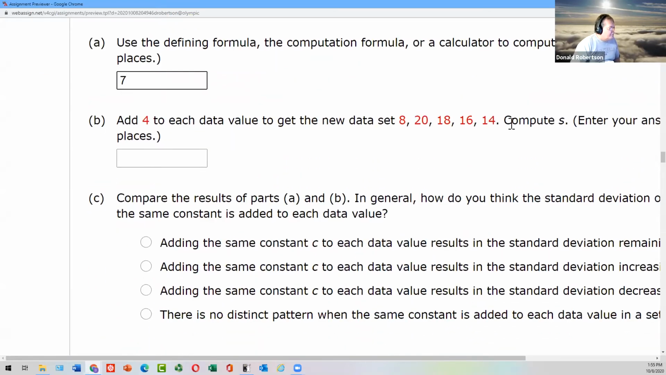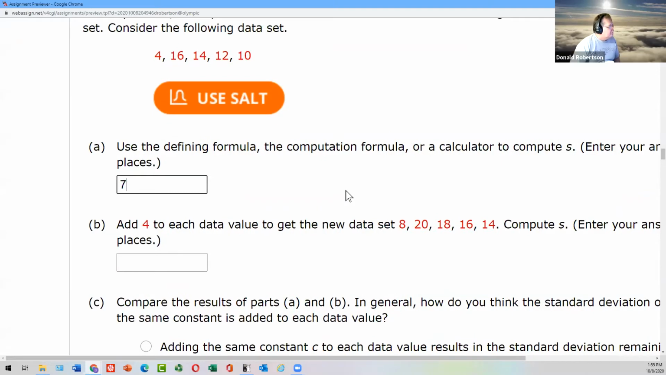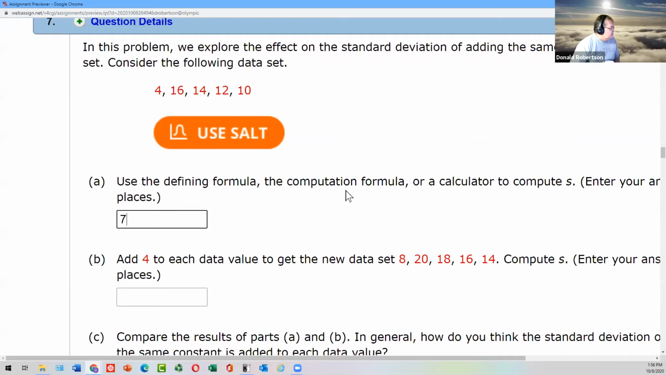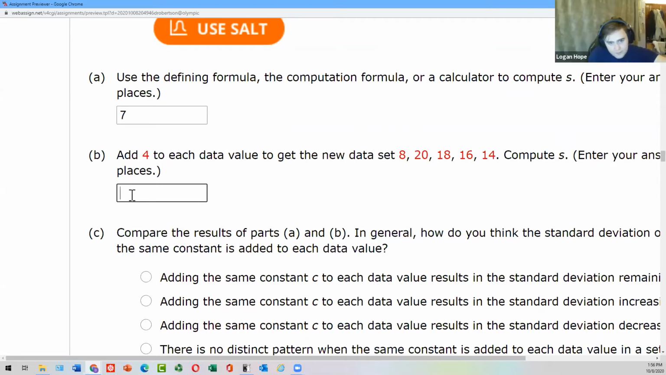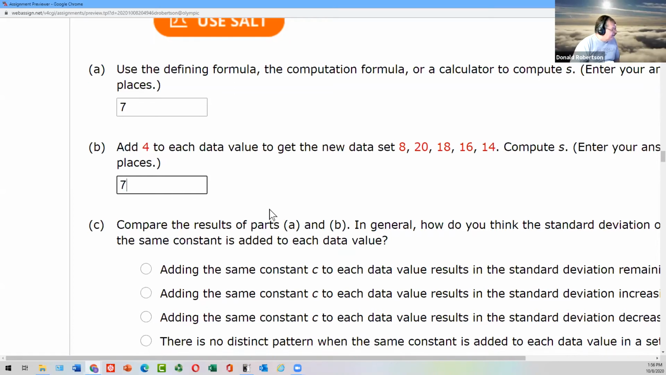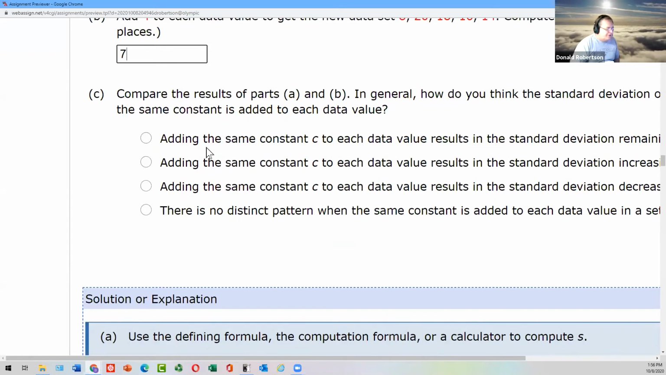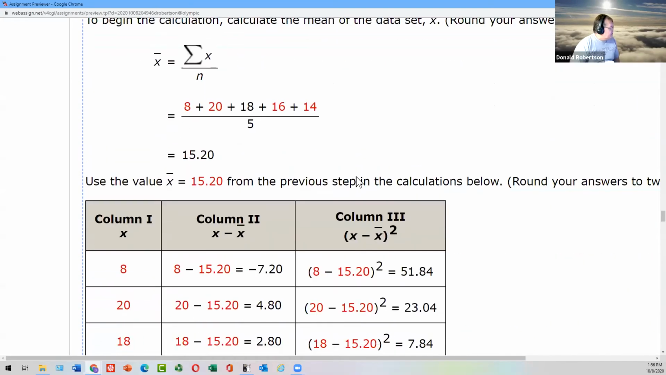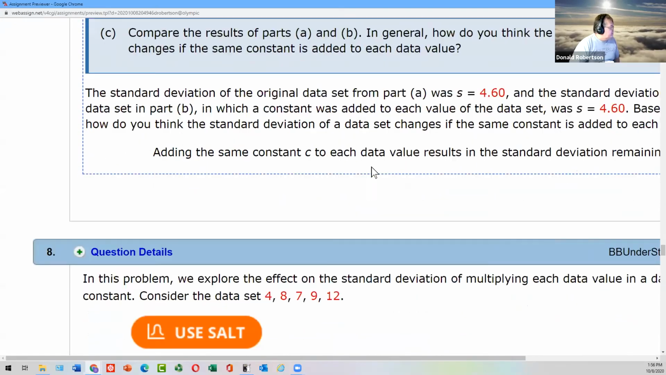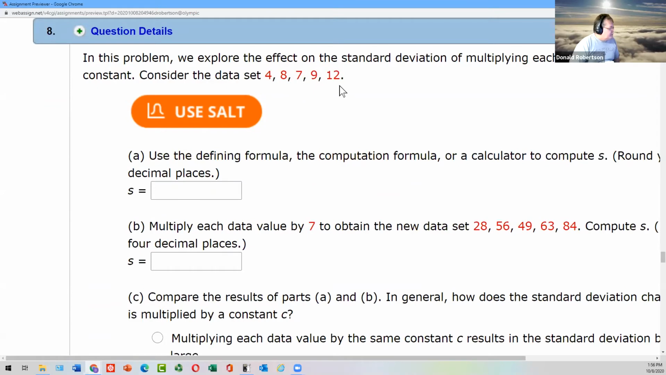Suppose you added 4 to all those numbers, right? What would the new guy be? 7. Because we know that adding numbers doesn't do anything. And then you pick out a sentence that basically says what that does, like adding C to all the data, the things stay the same. And that's a whole lot of calculations.